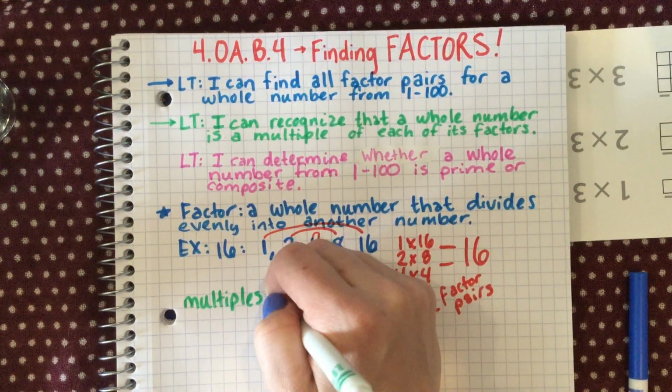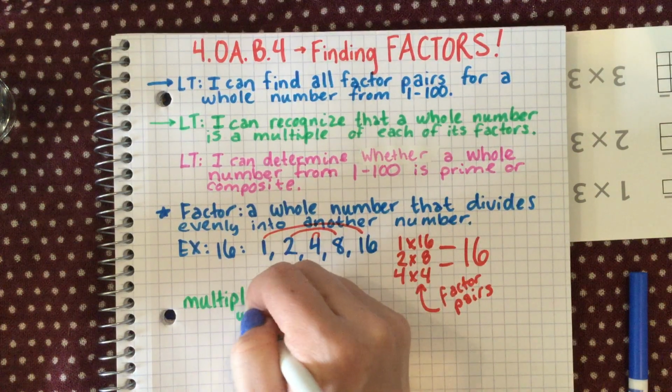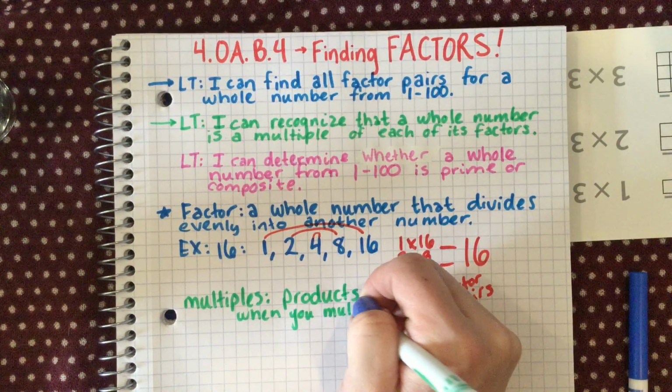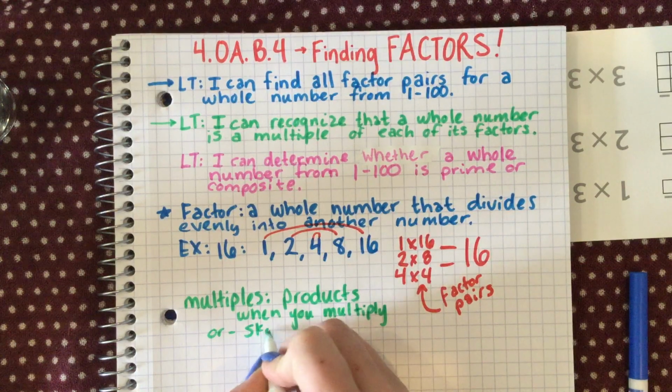These are the products when you multiply, or skip count.